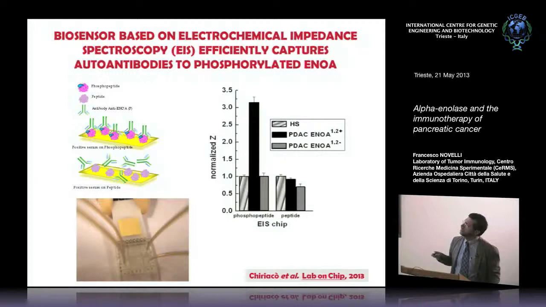an electrical field is applied, and the system can measure the impedance, which is a measure that is linked to the electric resistance. And as you can see, on the phosphopeptide, when the healthy serum was applied, there was no signal, but the signal clearly increased when the sera that contain autoantibody against the phosphorylated isoform were applied, whereas serum that contains antibody that doesn't recognize the phosphorylated isoform gave negative results, no signal, and no signal was also observed when we used the unphosphorylated peptide.